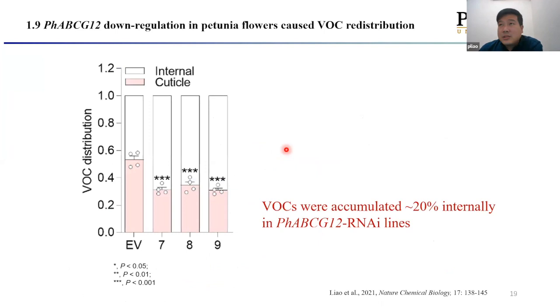Okay, so after establishing the technique, we did the experiments. Actually, we found that in all three transgenics, the volatiles now accumulate less in the cuticle part but accumulate more inside. If we calculate it, they accumulated about 20% internally in the transgenic lines.